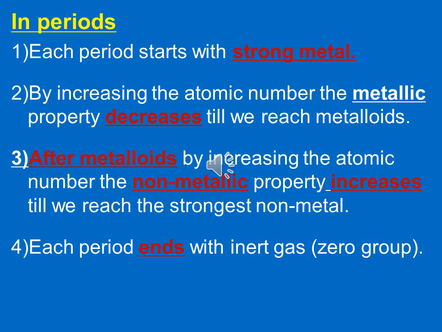And as we said, when we go from left to right, attraction increases. Attraction increasing means that the electrons go nearer to the nucleus. So it's gaining, not losing, and gaining is related to the non-metallic property. So the metallic property decreases across the period and the non-metallic property increases until we reach the strongest non-metallic property in group 17. Then we meet the inert gases in group 18 or the zero group.